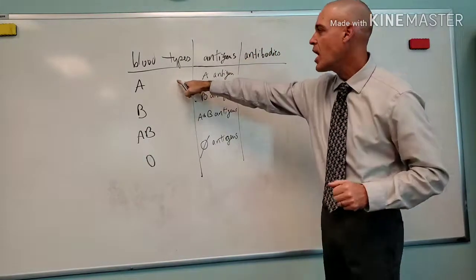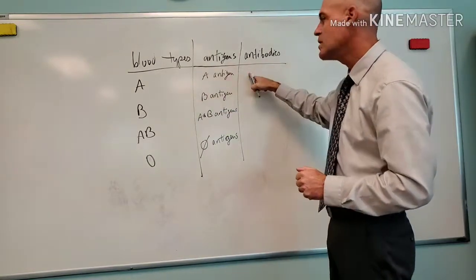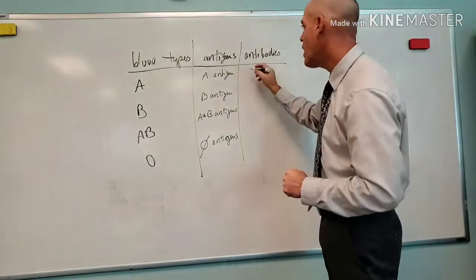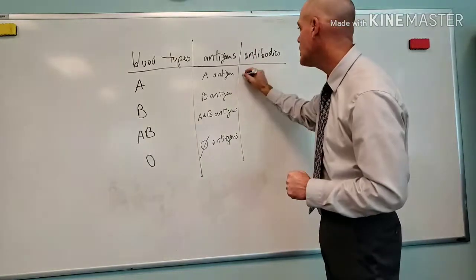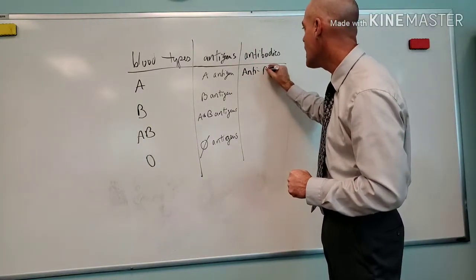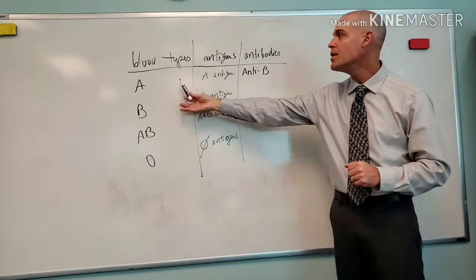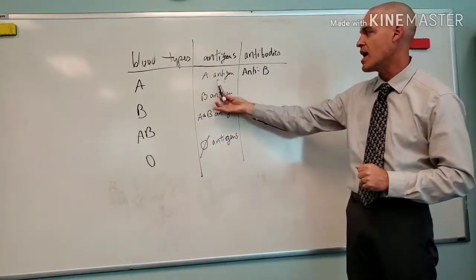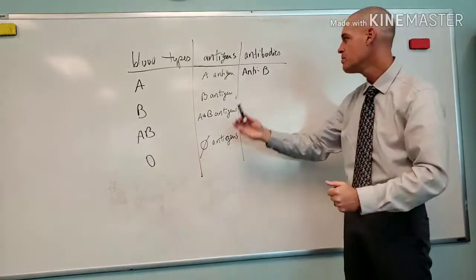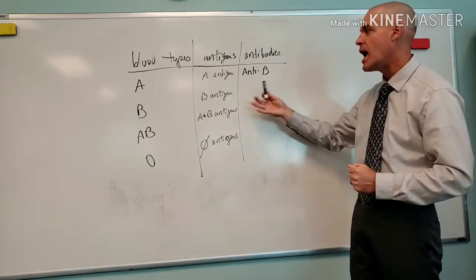Okay, the type A person has the opposite antibody. So they will have the B antibodies, and it's typically written as anti-B, which just means B antibodies. So this is what the type A person has. They have the A antigen, which is our basis for the blood type, and they have B antibodies.